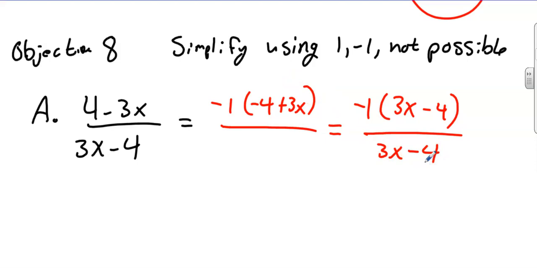Okay, so if the numbers are correct but the signs are in the wrong order, just factor out a -1 and that'll basically change everything around so that then you can go back and cancel this and this, and you're left with -1 in the top and nothing in the bottom, so that answer would just be a -1.